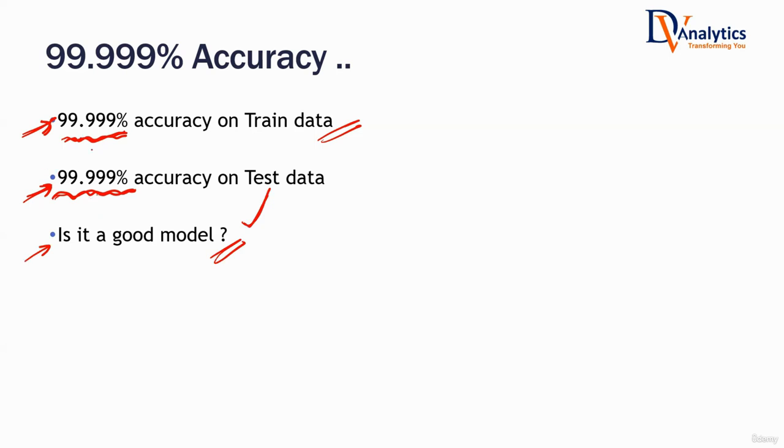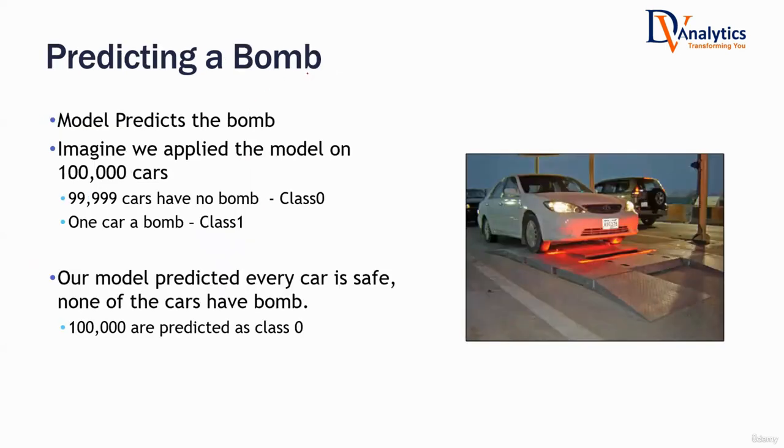Let us see what this model is. This is actually a model, and what is this model doing? This model is trying to predict whether there is a bomb in the car or not.